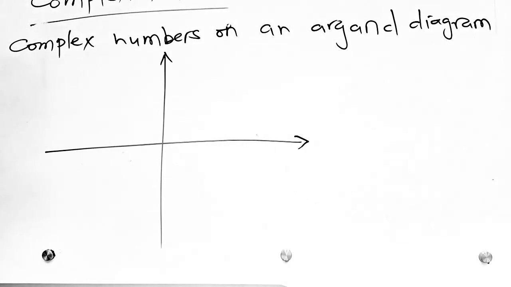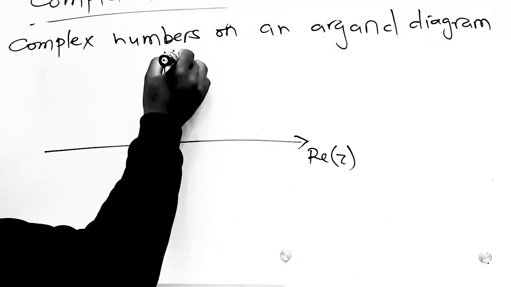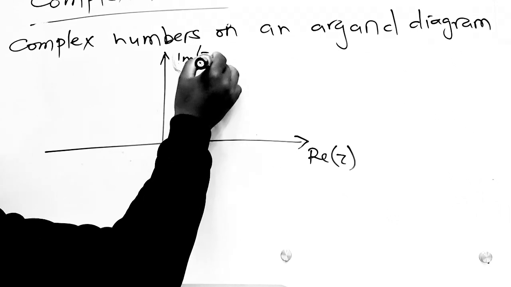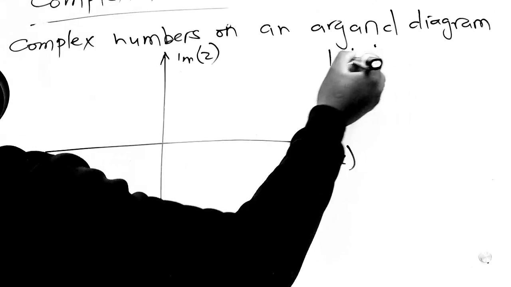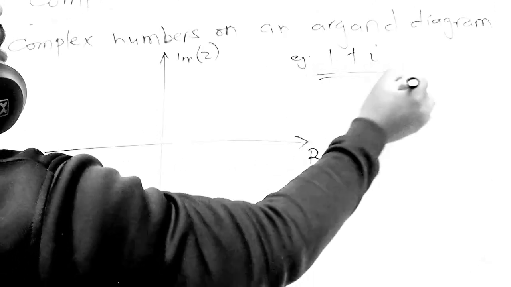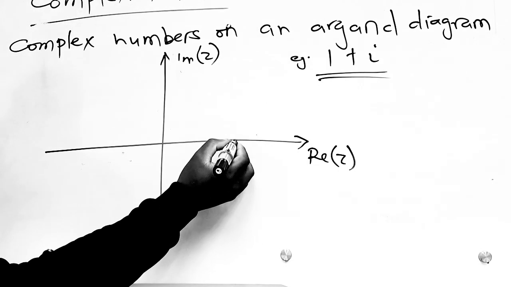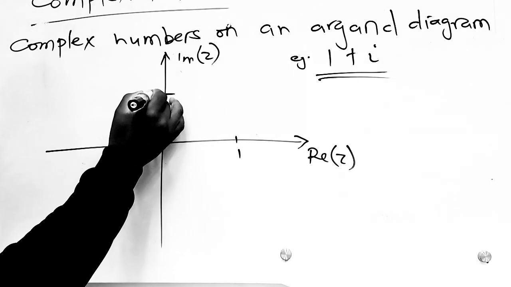Where we had the x-axis, this represents the real part, and this one is the imaginary part. Let's have an example. If we are given a complex number like 1 plus i, to represent it on an Argand diagram: how many units do we have in the real part? It's 1. Then how many units do we have in the imaginary part? We check the coefficient of i, it's 1. So we have 1 here as well.